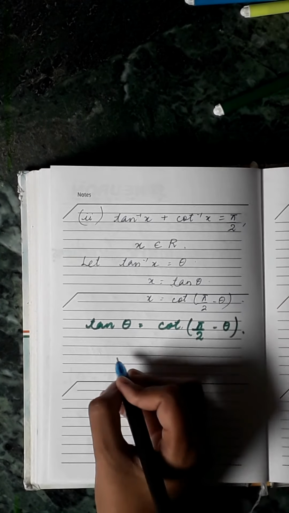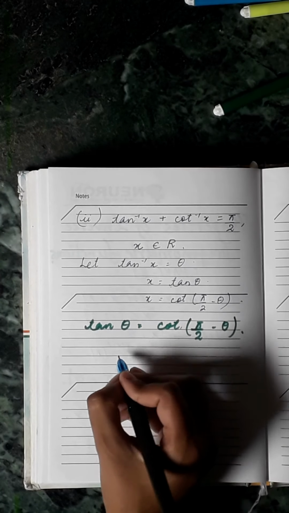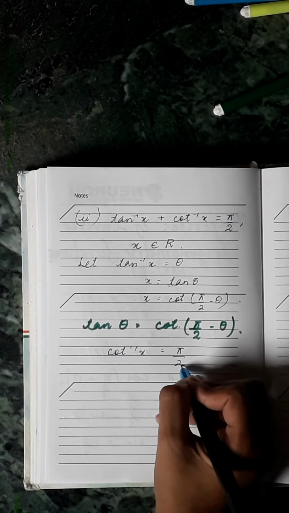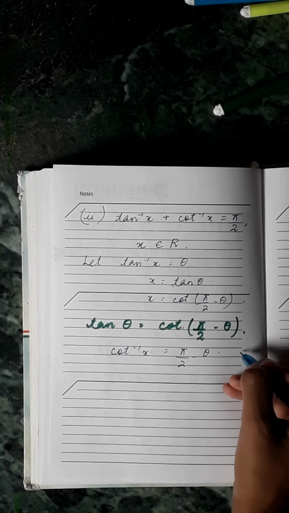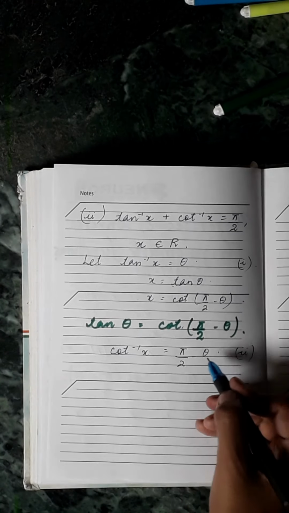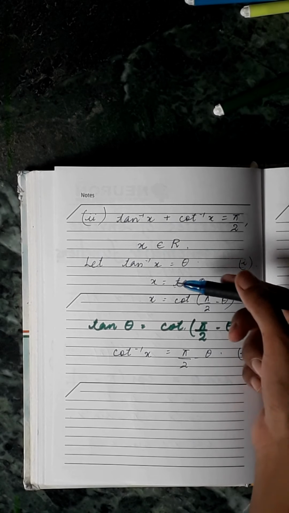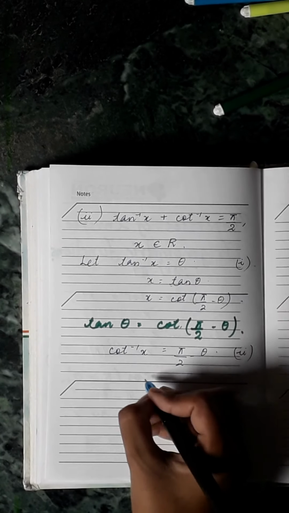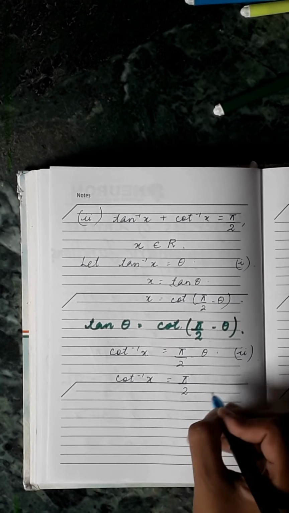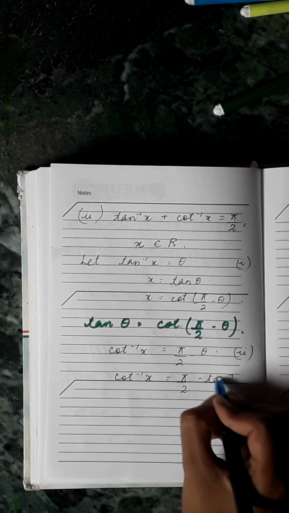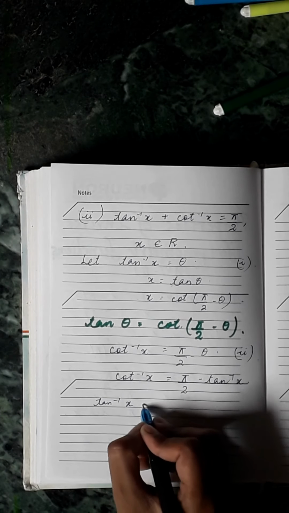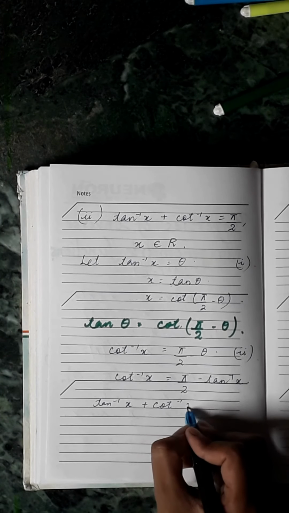So, just take this cot from RHS to LHS. Minus theta. Again in place of theta, what you have to do in place of theta, the substitute the value of theta from step 1. It is tan inverse x. So cot inverse x is equal to pi by 2 minus tan inverse x. Just take this tan inverse from RHS to LHS and you got the property.